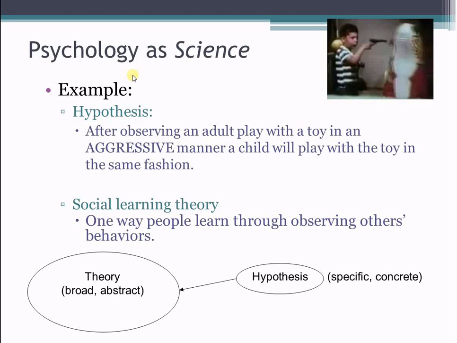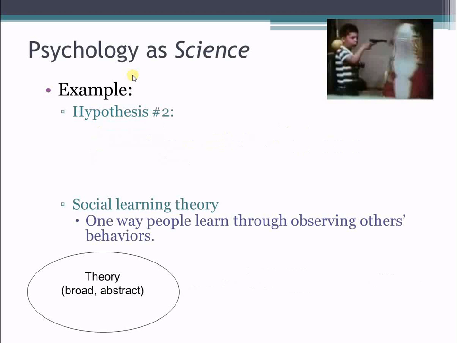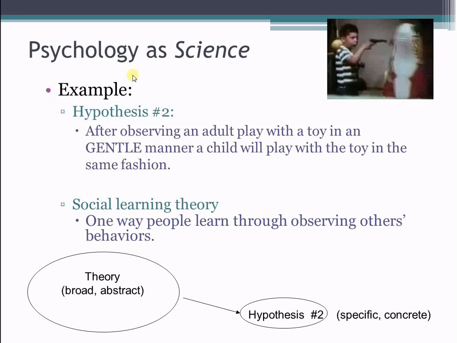Notice that social learning theory can be applied to other hypotheses, right? So maybe we have another hypothesis that if the child observes an adult behaving in a gentle or caring manner with a toy, that then they'll model that behavior, right? Same theory, but a different prediction. We might make a prediction about a completely different domain. Maybe we predict that, well, if it's true that people can learn by observing other people's behaviors, then maybe someone could learn to operate a piece of machinery just by observing someone else operate that piece of machinery, right? So again, the idea here is that hypotheses are specific, theories are general explanations.